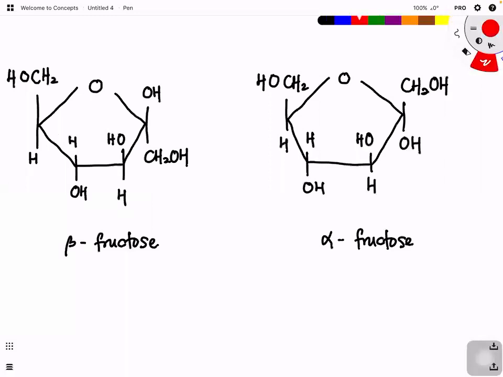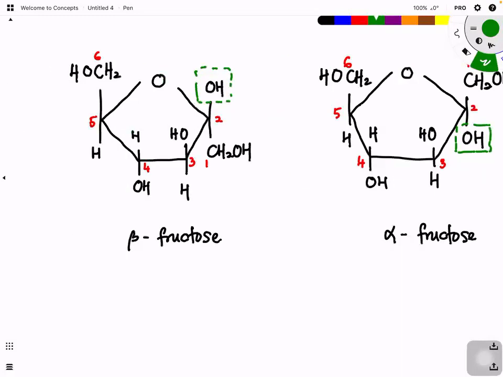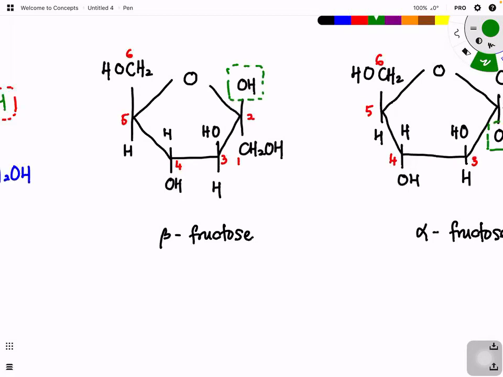So I label this: carbon 1, carbon 2, carbon 3, carbon 4, carbon 5, and carbon 6. So the OH group of carbon number 2, if below the ring, is alpha fructose, and if the OH group of carbon number 2 is above the ring, it is called beta fructose. So in order to form the glycosidic bonds, we are going to react the beta fructose together with alpha glucose.